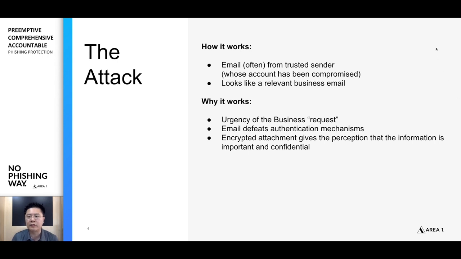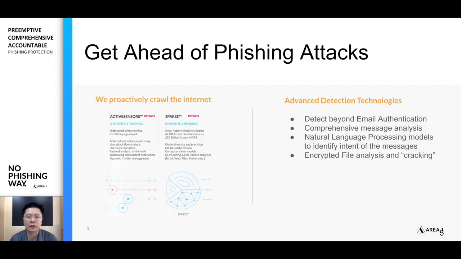So how do we get ahead of these phishing campaigns? From a technology perspective, Area 1 gets ahead of these campaigns by proactively crawling the internet, using our active sensor network to discover these threats sitting out there. With that comes advanced detection technologies. As I mentioned, when this email comes from a compromised account, it will pass email authentication, so we look beyond that. We look beyond DKIM, SPF, and DMARC to make sure that the email itself is legitimate. We look at content, so we do analysis of the message. We have natural language processing models to identify what this message is all about.